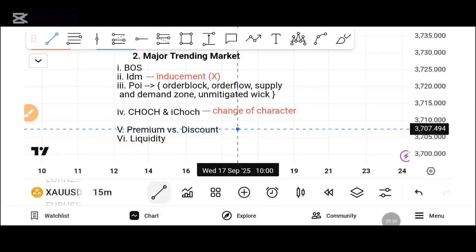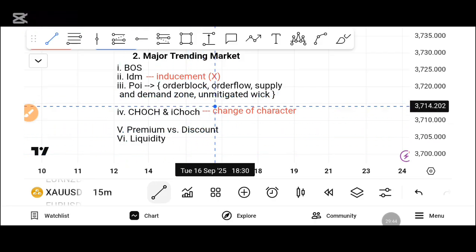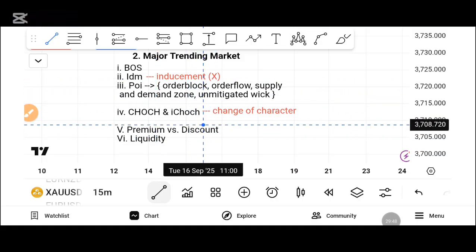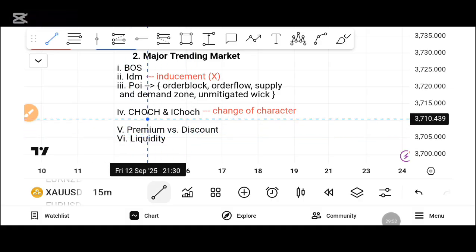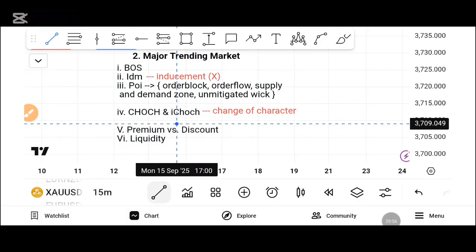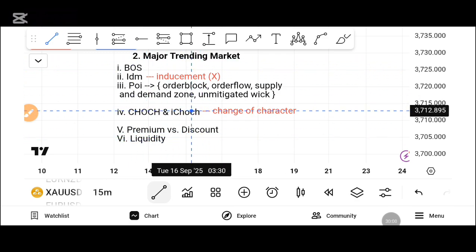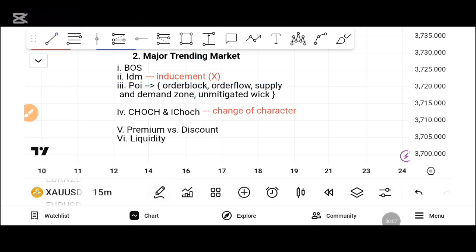Alright, and the next on our list, number 5, is premium versus discount. What does premium versus discount mean? I'm going to be explaining that as we dive deeper. And the last on our list is liquidity. Liquidity is what fuels the movement of the market. So this is what we are going to be explaining in this particular section. Alright, so please let's dive deeper.